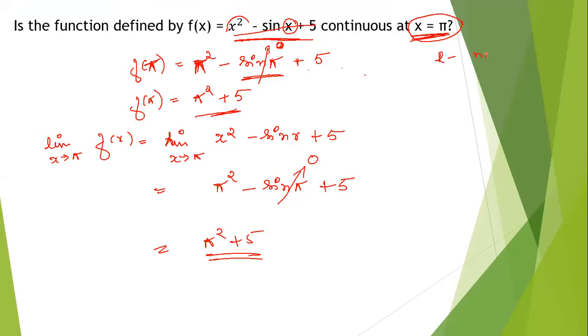If you see the range, sin is 0 at n into pi, correct? So for pi and all multiples of pi, sin is 0. So pi square plus 5. Even when you find the limit, you just need to substitute pi wherever there is x. So pi square minus sin pi plus 5, which is also pi square plus 5. So both the limit and the functional value are the same, so it is continuous. Is this the one?